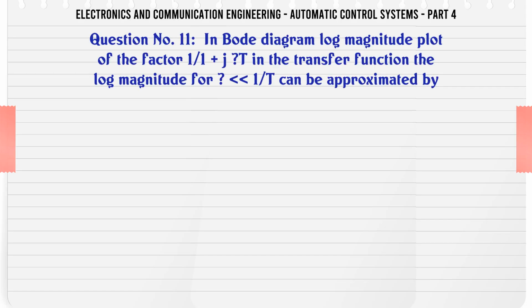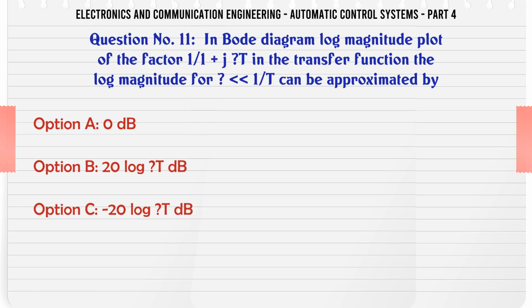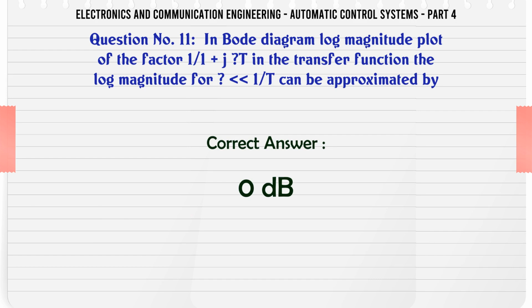In the Bode diagram log magnitude plot of the factor 1 + jωT in the transfer function, the log magnitude for ωT much less than 1 can be approximated by A. 0 dB. B. 20 log ωT dB. C. -20 log ωT dB. D. None of the above. The correct answer is 0 dB.